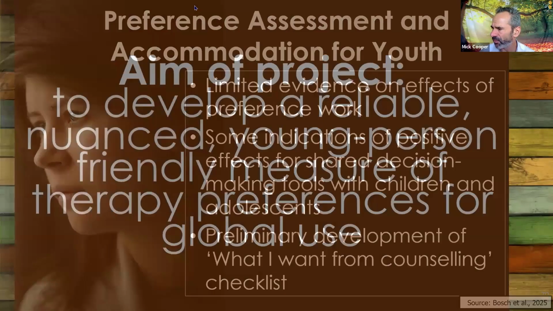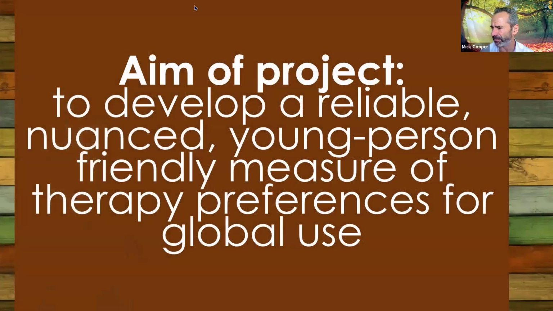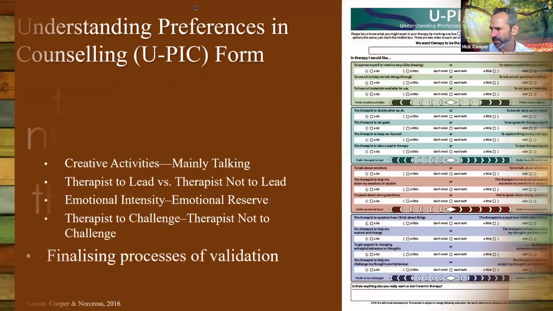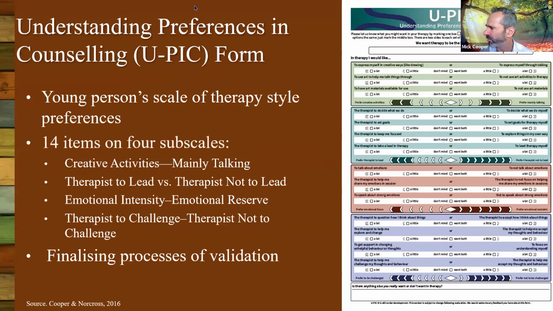And a while back, a colleague of ours, Trisha, did a form called the What I Want from Counselling Checklist, and that evolved into, thankfully, through funding from BACP, we got some money to develop that into a fully fledged young person's measure. So this is our Understanding Preferences in Counselling form.